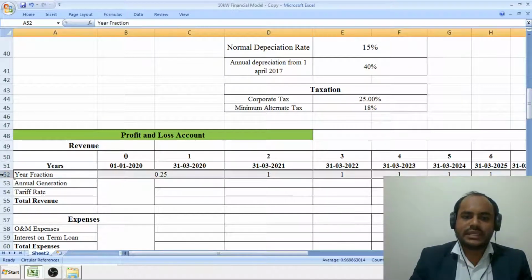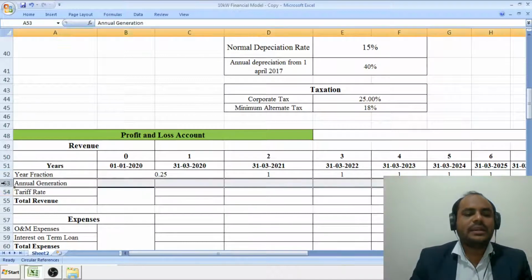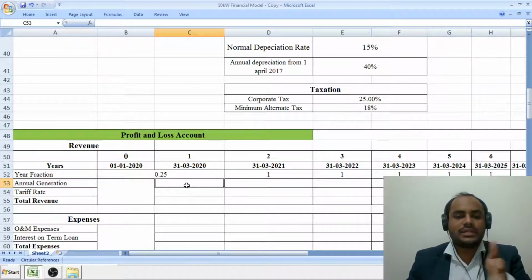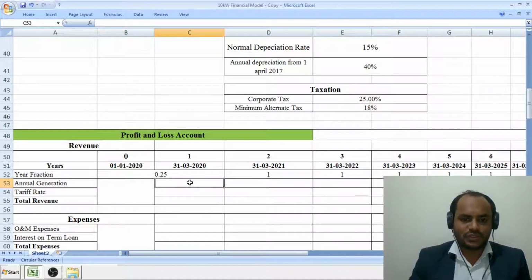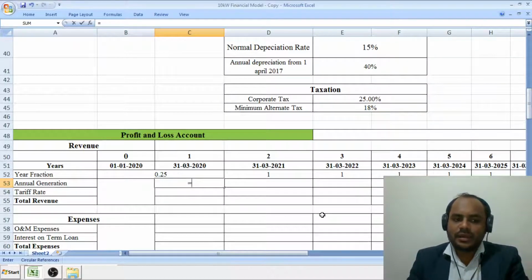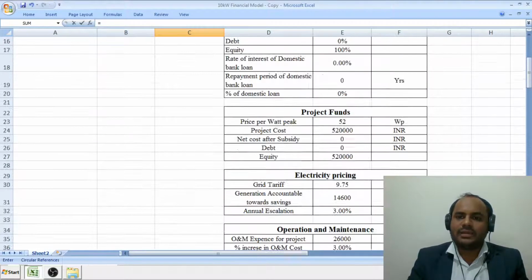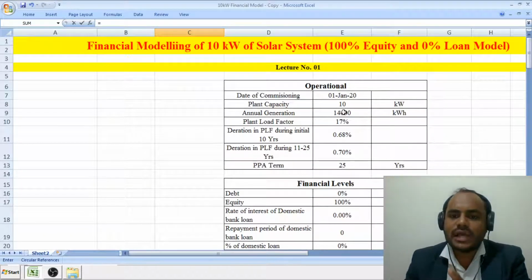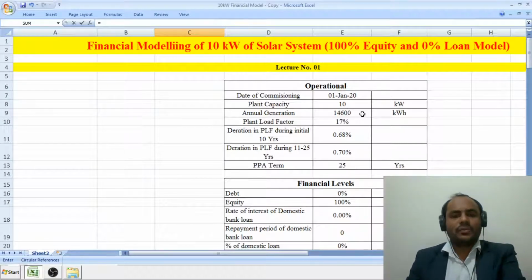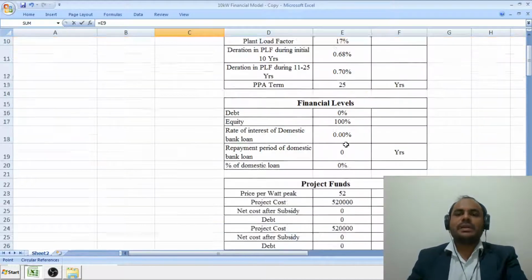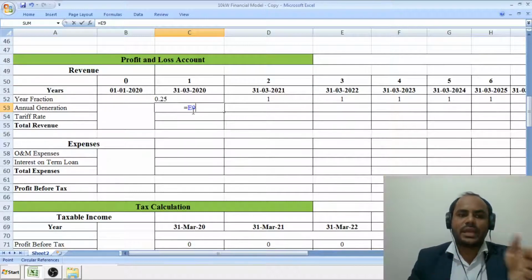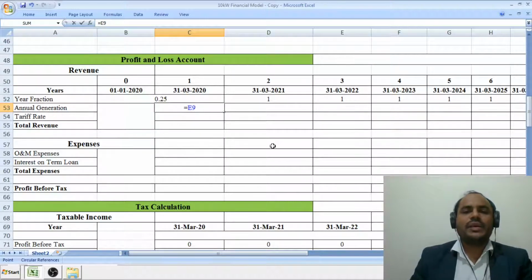Once we have gone through this year fraction parameter, the next parameter will be the annual generation. What the solar power plant is annually generating, its energy yield, we have to mention over here. So basically in the first financial year, if we see at the starting of the particular solar power plant, on average the electricity generation is 14,600. This we have calculated with the help of the formula in part number 1 of the financial modeling. Just going to select this particular cell, so we can copy this particular 14,600 annual energy yield over to the subsequent cell.